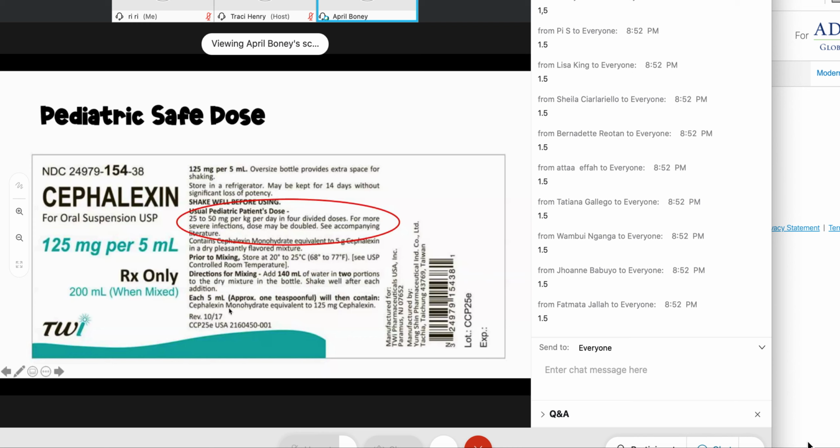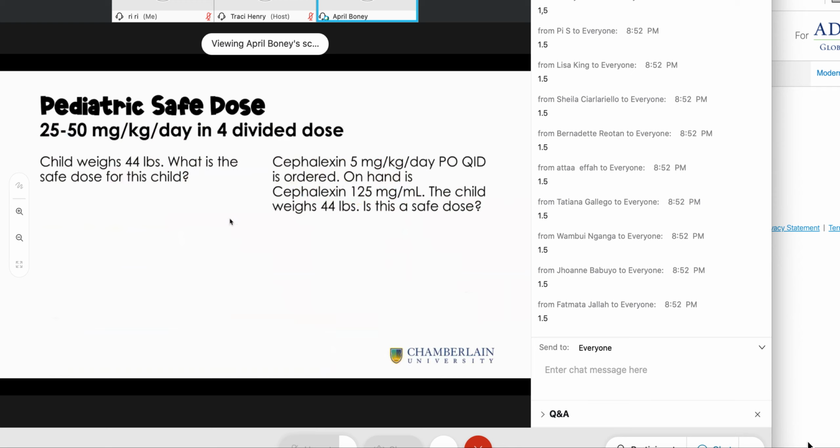And so you can see it right here in this order. Usual pediatric patient dose, 25 to 50 milligrams per kilogram per day in 4 divided doses. So that's how this is supposed to be administered. 25 to 50 milligrams per kilogram per day is where your order should range. So the question will say, what is the safe dose, or is this a safe dose?